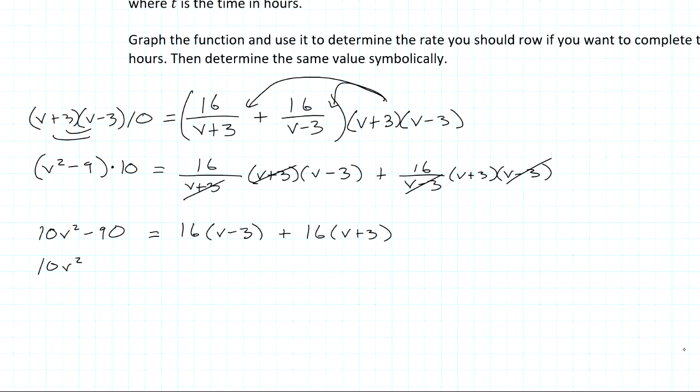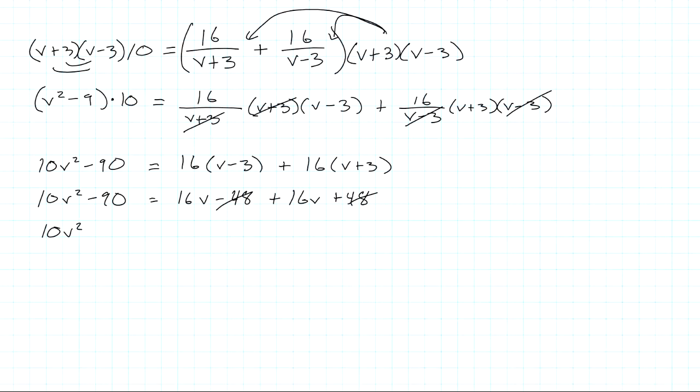I'll bring the 10v squared minus 90 down, and then distribute the 16 across the v plus 3 to get 16v minus, oh goodness, 16 times 3. 16 plus 16 is 32. And then I'll add another 16 to make that a 48. And then we'll distribute the 16 across this v plus 3 to get 16v again, and then a plus 48. Now the 48s are going to cancel. So we'll have 10v squared minus 90 equals the 16v's add to 32v.